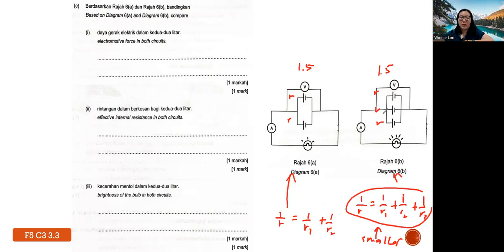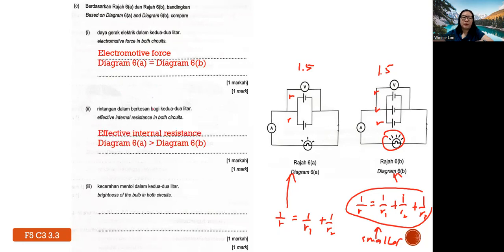Okay, and because their internal resistance is smaller, that's why you see the bulb is brighter. So again, this is the way how you give your answer. So electromotive force for both is the same. And then part 2, the effective internal resistance in 6A is more than 6B. Then the brightness of the bulb in both circuits, this diagram 6A is less than 6B.